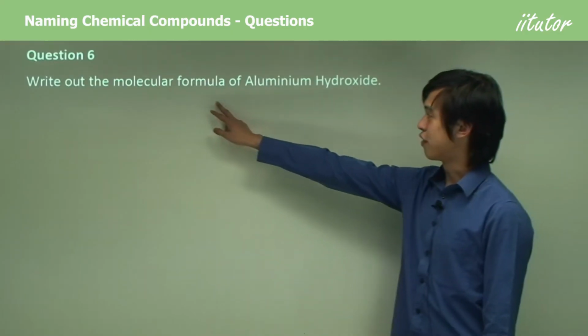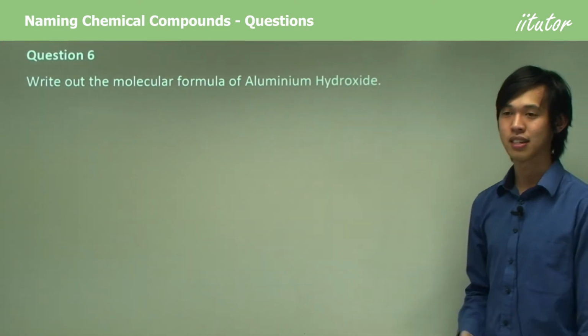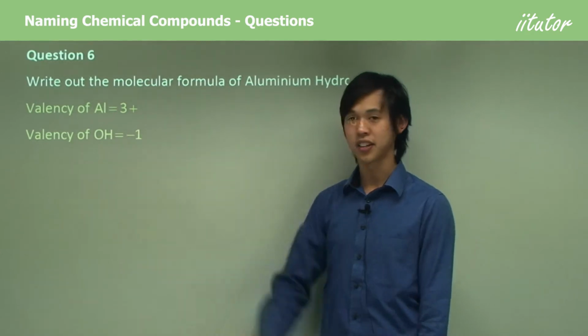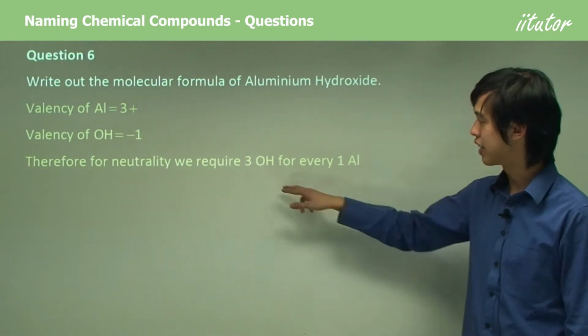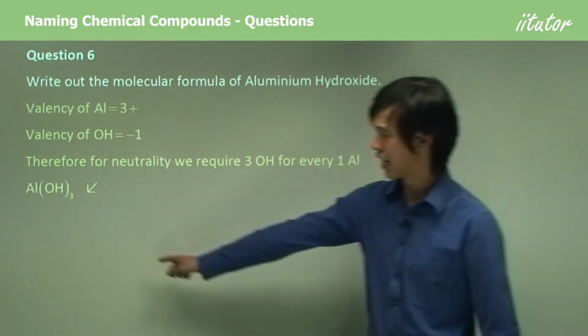Write out the molecular formula for aluminium hydroxide. And remember, we need to know the valency of these chemicals. So aluminium has a valency of +3. OH has a valency of -1. Therefore, in order to achieve a neutral chemical, we need 3 OH ions for every 1 aluminium ion. And so we get Al(OH)3.